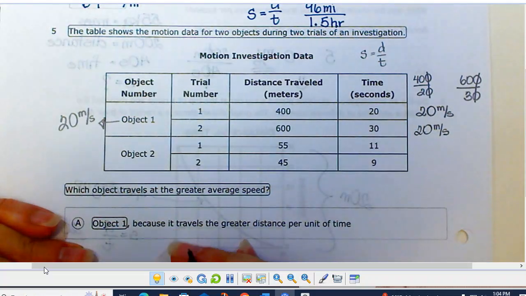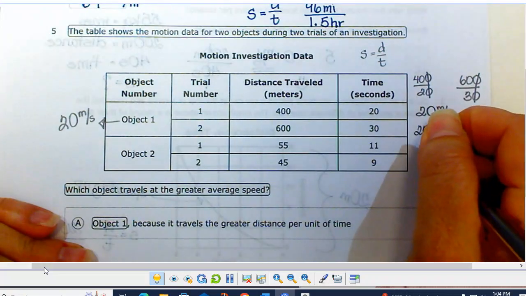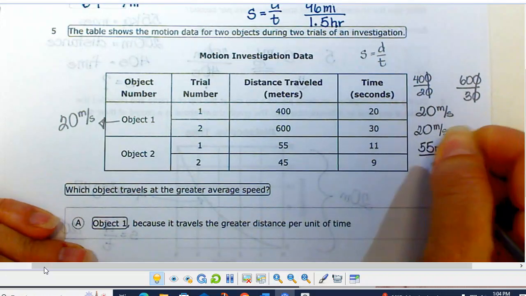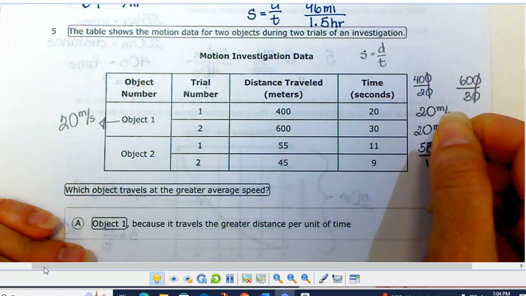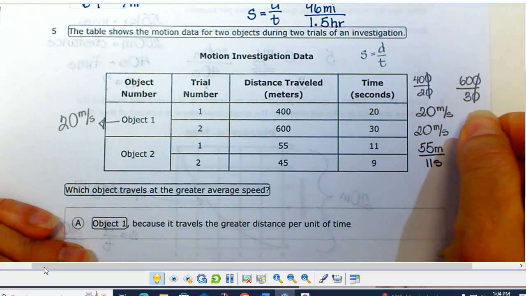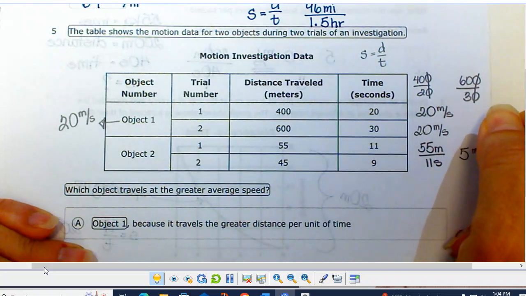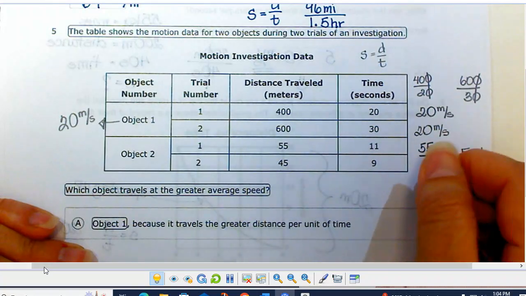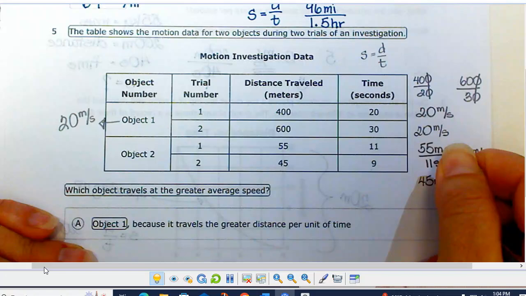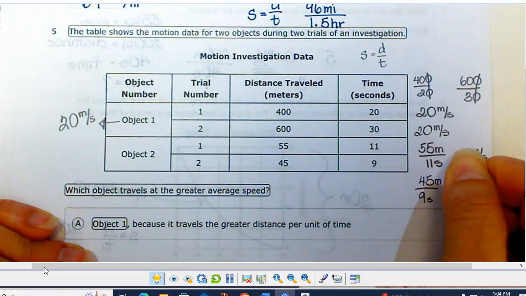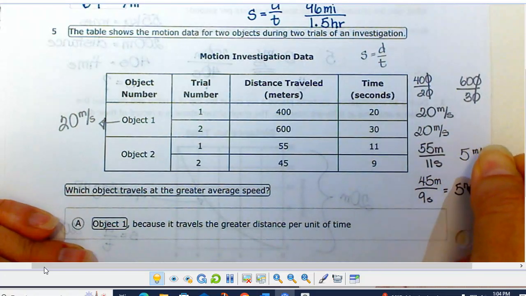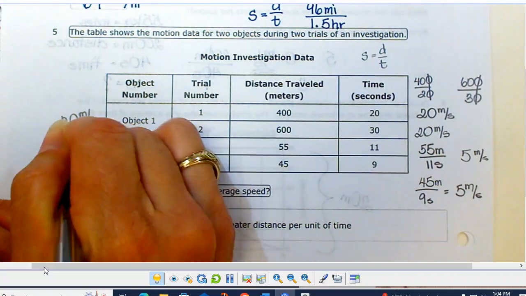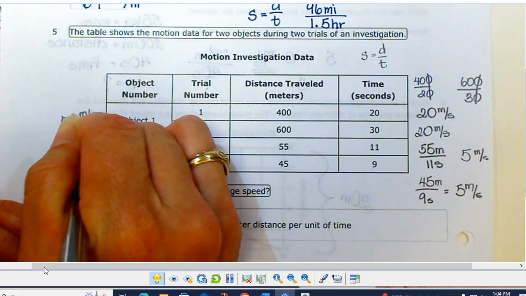Object 2 traveled 55 meters in 11 seconds. 55 divided by 11 is 5 meters per second. And then 45 divided by 9 is 5 meters per second. So that's easy also. The average there was only 5 meters per second.